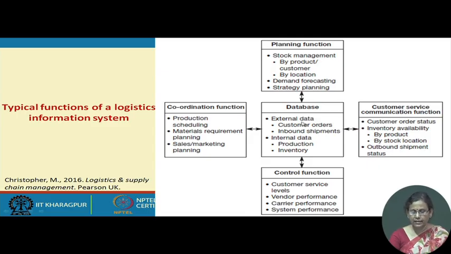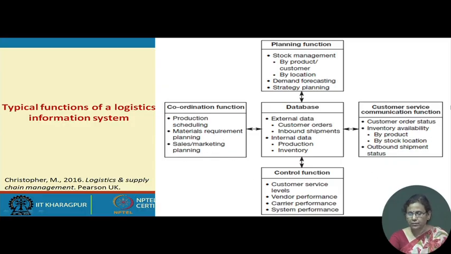So, what are the various data that is there? It has some external data like customer orders, inbound shipments, etc. It has certain internal data like that of your production and inventory. And what are the various planning functions? Stock management by product, by customer and by location, then demand forecasting, strategy planning. Then the coordinating functions are production scheduling, material requirement planning, sales and marketing planning.